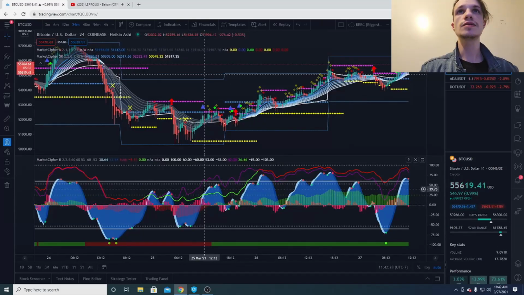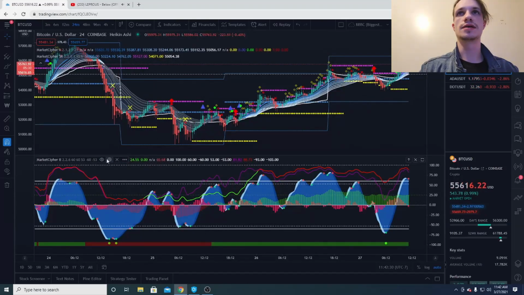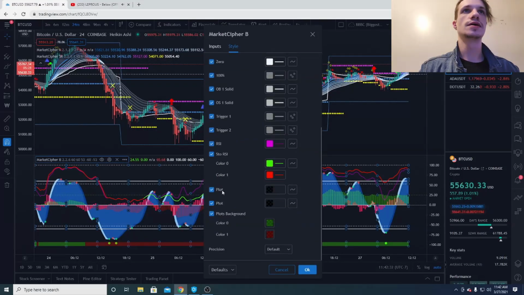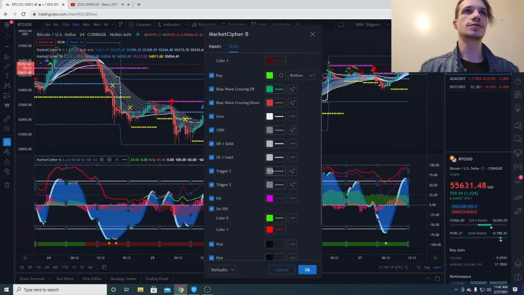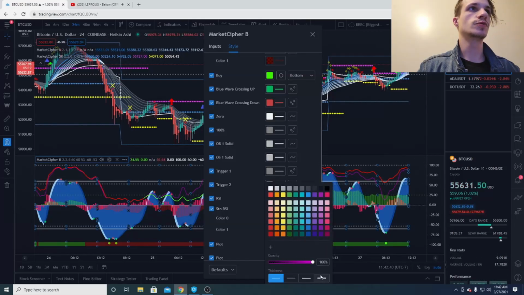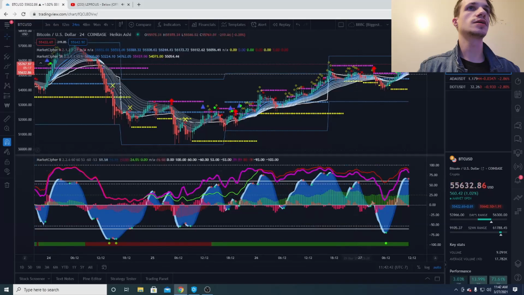And then the next thing I like to do is edit up my RSI a little bit and my stochastic RSI. When I first did this strategy, I only had the normal RSI on, but now I actually use both. So I like to make the lines as thick as possible.